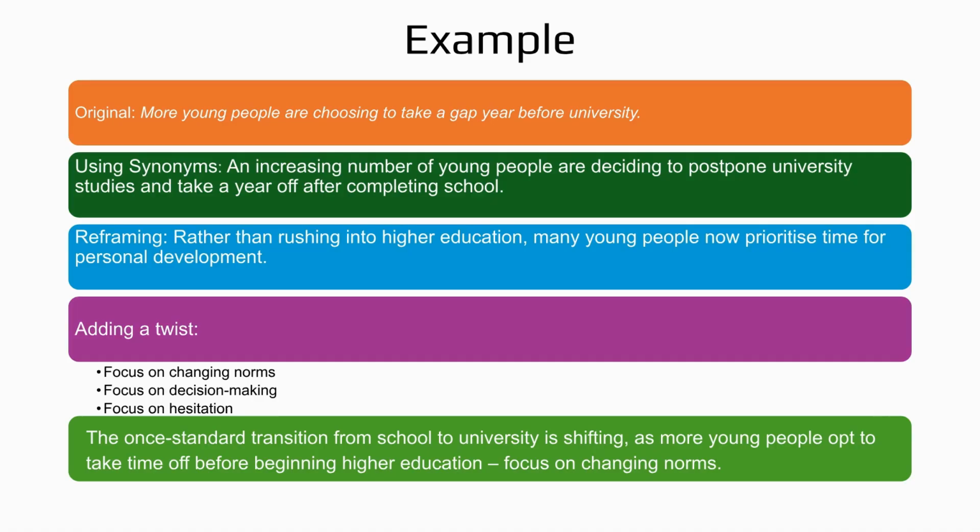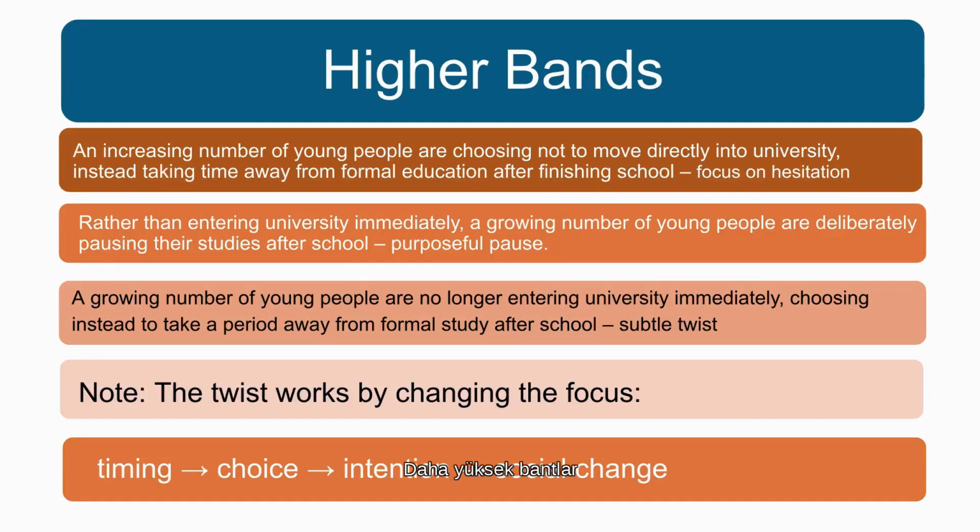For the gap year example, paraphrasing using synonyms gives us, an increasing number of young people are deciding to postpone university studies. Reframing gives us, many young people now prioritize time for personal development. For higher bands, consider adding a subtle twist by changing the focus, such as from timing to choice or intention to social change. This shows greater control and nuance in your writing.